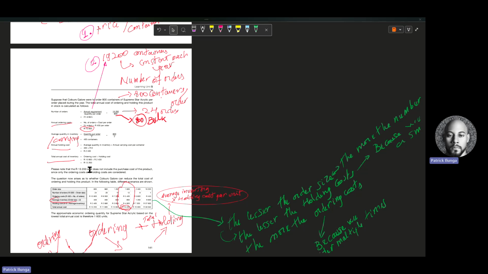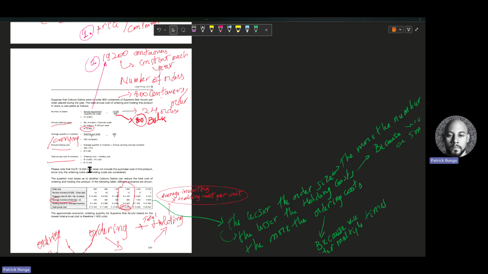Then we can find the total annual cost of inventory. What is the total annual cost of inventory? Ordering cost plus holding cost. Ordering cost plus holding cost.